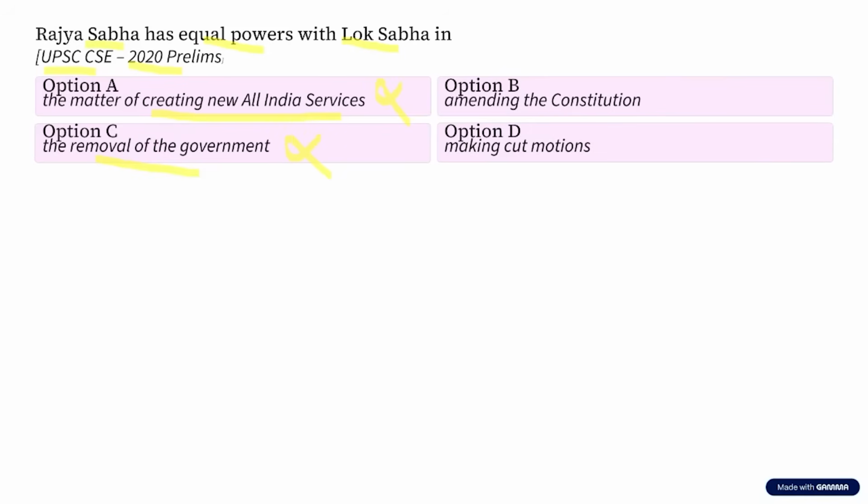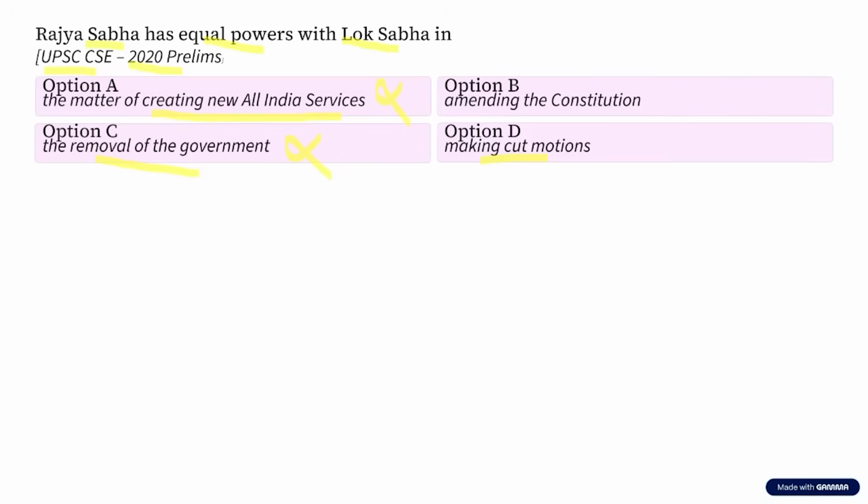Now come to option D. What is option D? Making a cut motion. Now, what is this cut motion? This is something that is related to finance. We will be discussing this in detail in our coming videos. But what do we need to know now? We need to know that with respect to finance, does Rajya Sabha have any powers?